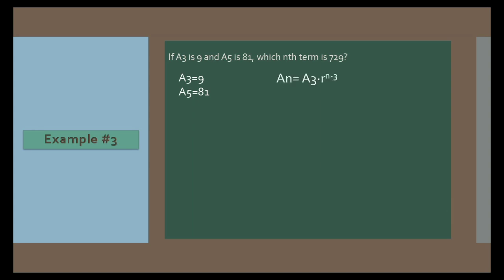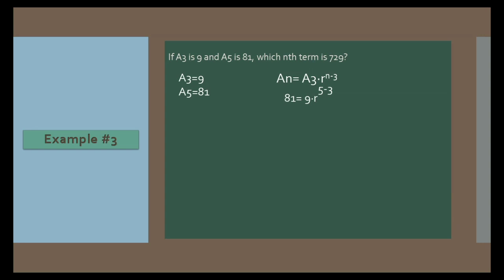Gagamitin ulit natin yung formula, but this time, merong konting pagbabago. Dahil imbis na A1, siya ay naging A3 dahil yun yung meron tayo sa given. At imbis na n minus 1, siya ay naging n minus 3. So, isa-substitute na natin yung mga given. Siya ay magiging 81 is equal to 9 times r raised to 5 minus 3.